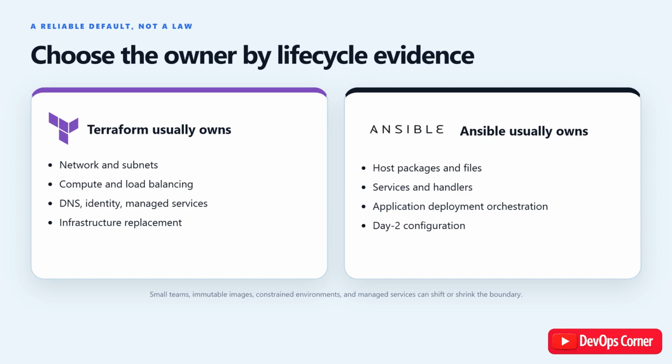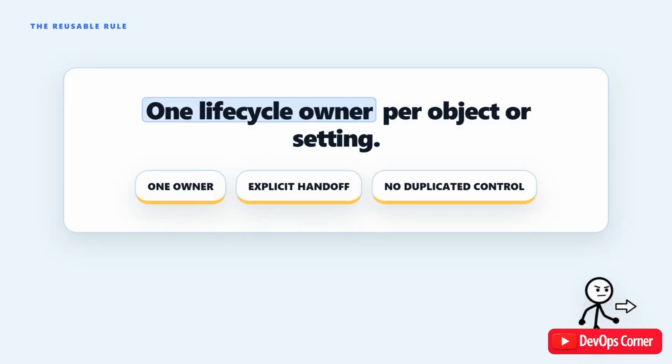So the crucial point we arrive at isn't some empty slogan about declaring a generic tool winner. The ultimate reusable rule you can take back to your team is this. Establish one lifecycle owner per object or setting. Define an explicit handoff contract between your tools and allow absolutely no duplicated control over the same resources.